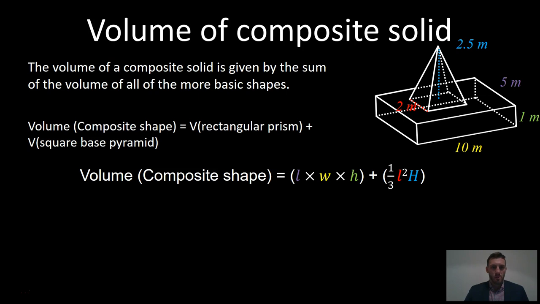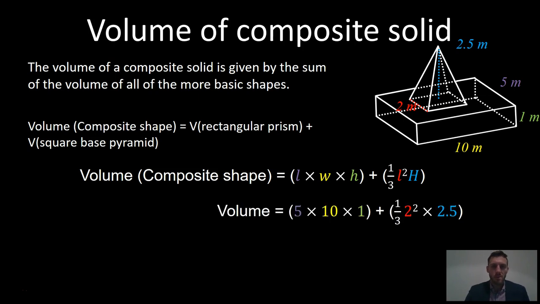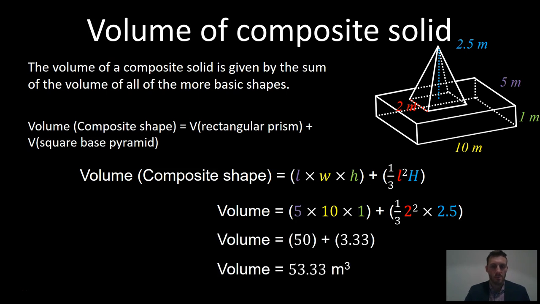Now we know the volume of the composite shape is going to be the volume of the rectangular prism, given by length by width by height, plus the volume of the square base pyramid, which is going to be 1/3 the area of the base times the height. This time we've indicated height with a capital H to differentiate it from height in the formula for the volume of the rectangular prism. Now we can substitute in our known values and we can evaluate, and we're going to get the volume of this composite solid is 53.33 meters cubed.